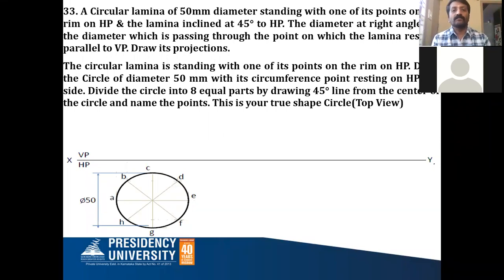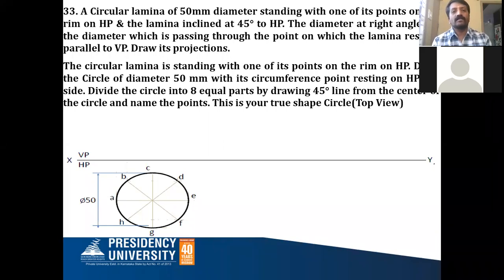A circular lamina 50 millimeter diameter standing with one of its points on the rim on HP, and the lamina is inclined at 45 degrees to HP. The diameter at right angles to the diameter which is passing through the point on which the lamina rests is parallel to VP. Draw its projection. So this is what he has given.